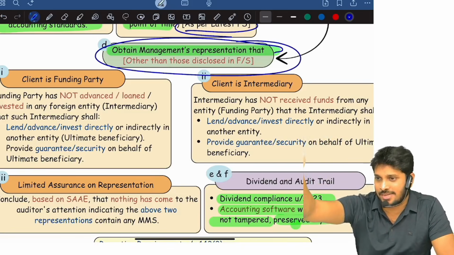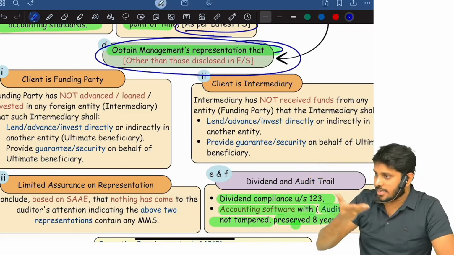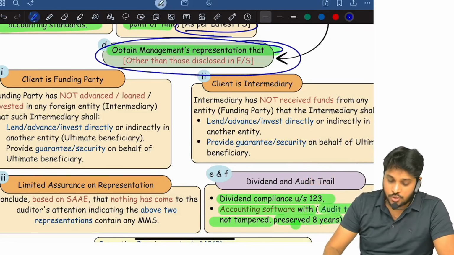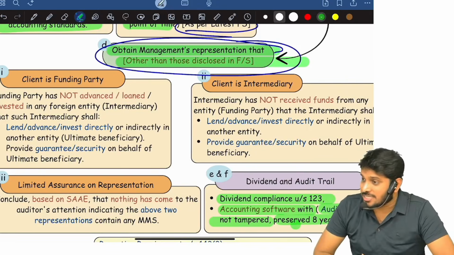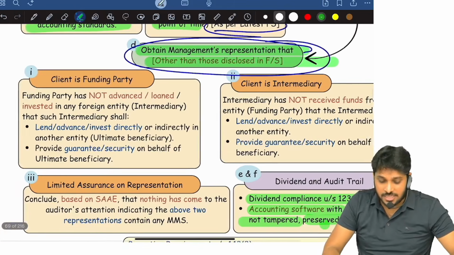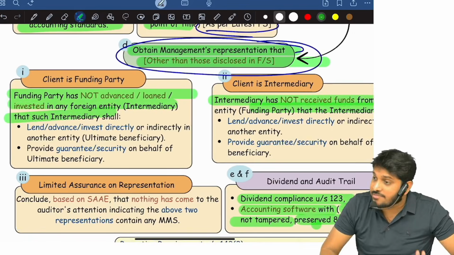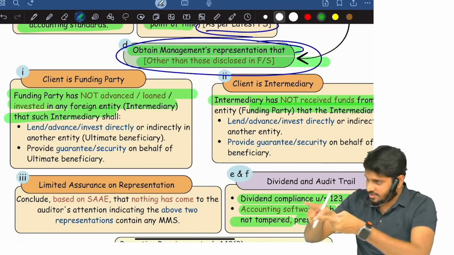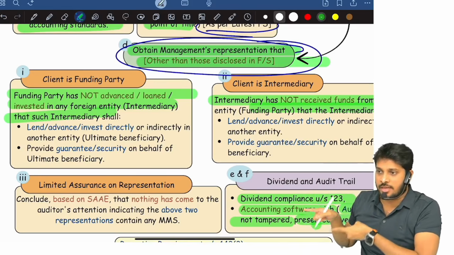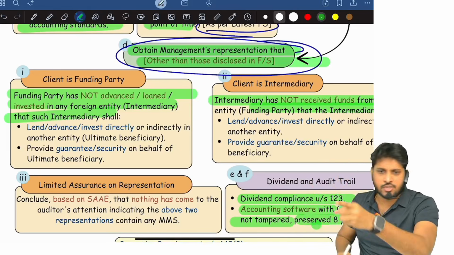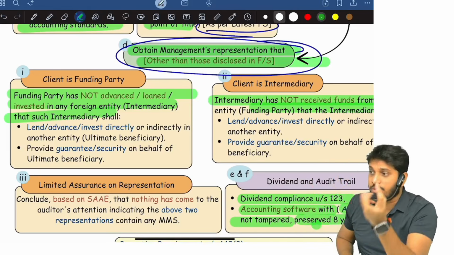The director said no transaction, sir, everything is disclosed. Now give me a declaration for that. That's what this point is saying. So other than what is disclosed in financial statements, the funding party has not advanced or loaned, the intermediary has not received any funds. Other than disclosed, we have not funded anything, we have not received anything. Whatever funded, whatever received, we disclosed already in the notes to accounts. Like that, you need to get a disclosure.